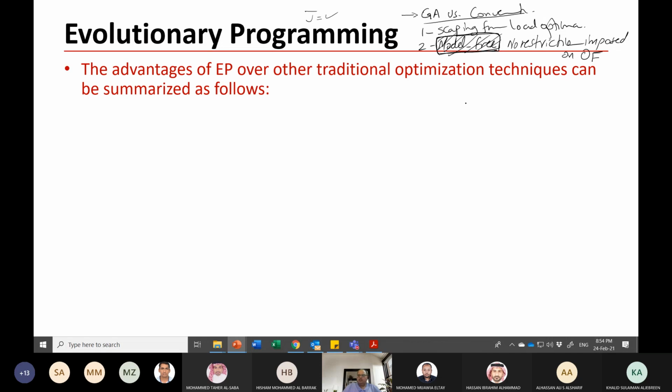You don't need the objective function to be differentiable, as we have in the gradient descent method, where you have to have it differentiable. You don't need this objective function to be linear, continuous, or smooth. You can have any objective function that you want to calculate, any performance index you can define, with no restriction. So this is a very important feature of genetic algorithm over the conventional optimization. What else?